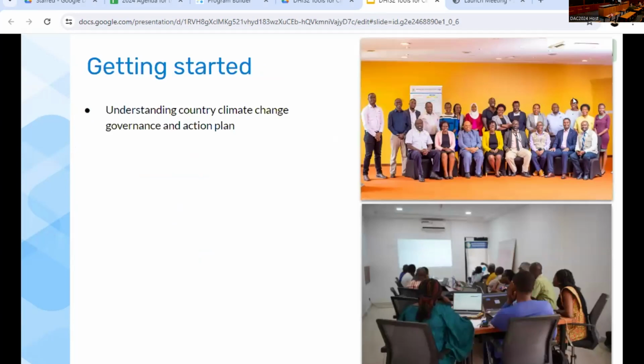For these 10 countries, we've had some ways of getting started. One of what I would recommend, especially for HISP groups that are supporting these countries, is that you need to understand the country. There's a lot that's going on in each country with regards to climate change. So understanding the governance, understanding the action planning that's happening in those countries is very, very important, so that you can then see how to fit in.